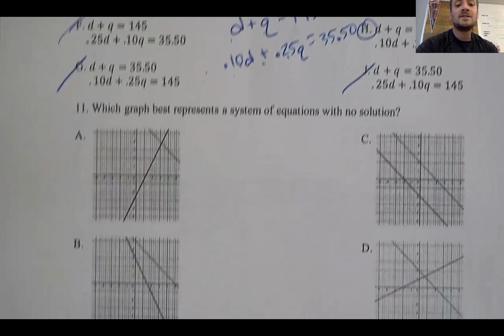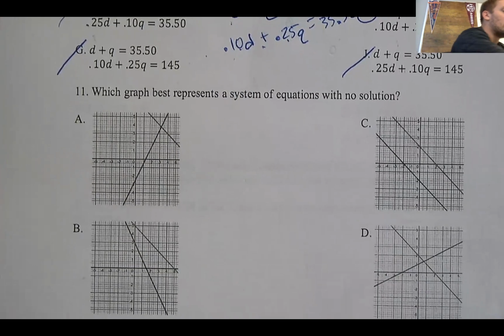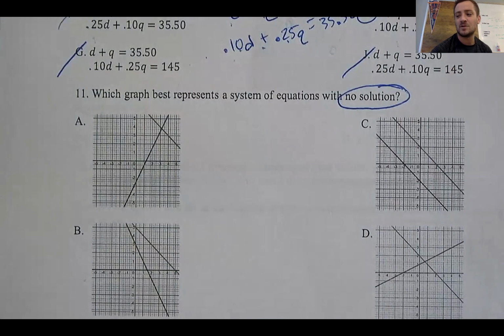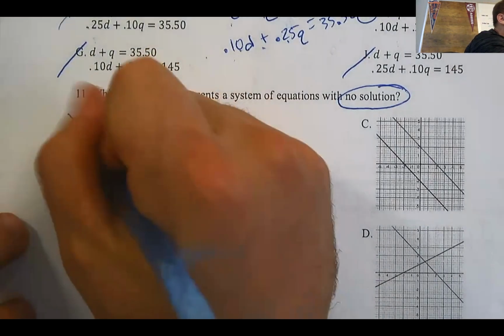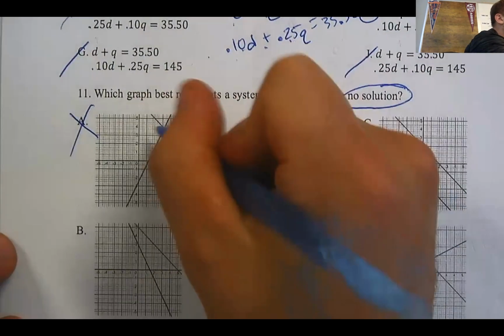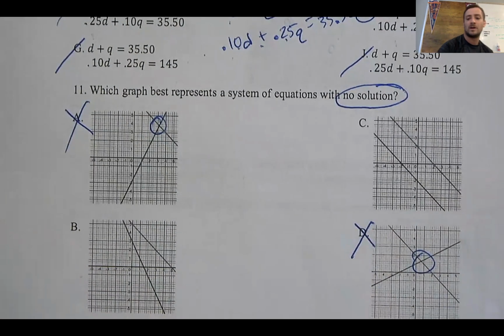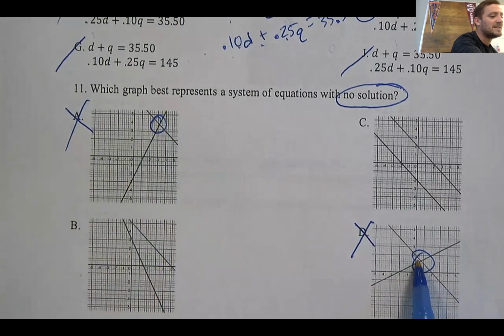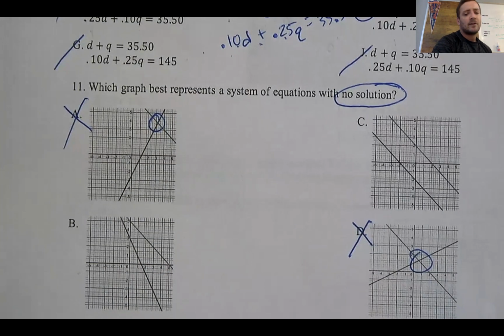All right, which of the following represents a system with no solution? All right, we just talked about no solution. No solution means they do not cross, they do not intersect. So automatically A and D are out because we can see that they are going to intersect. This would be the solution for A. This would be the solution for D. So now B and C are the only ones that don't cross.